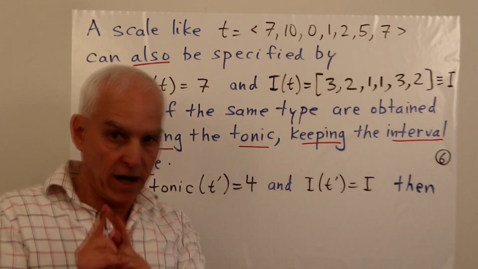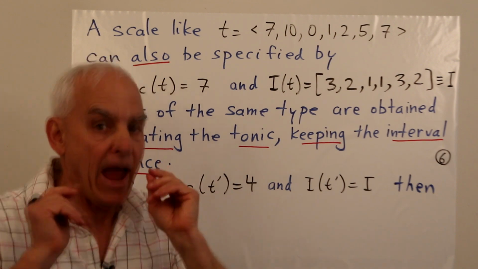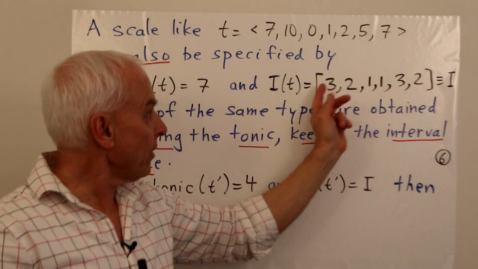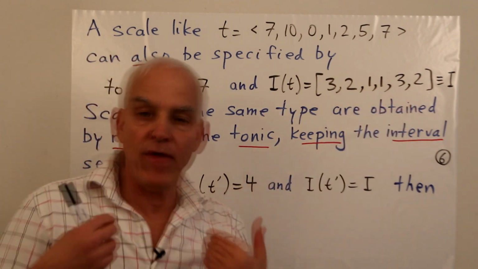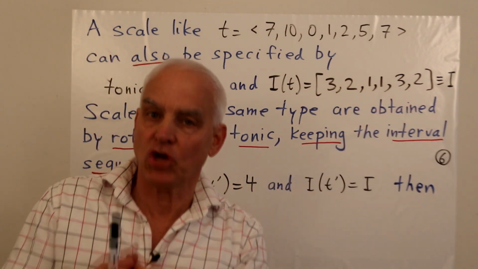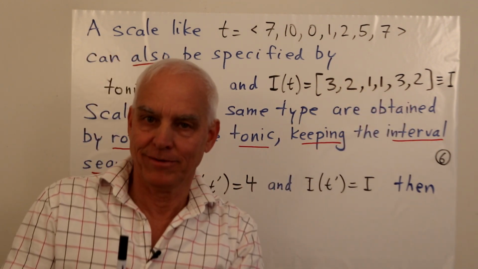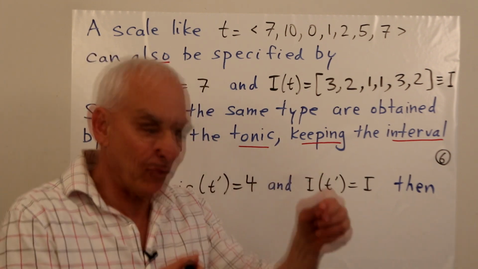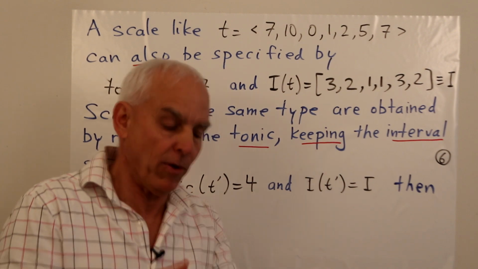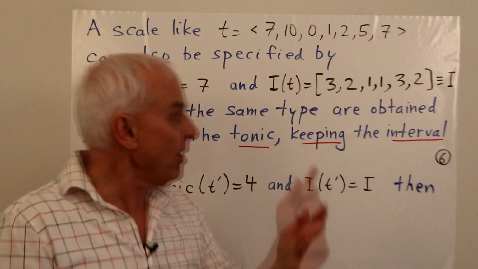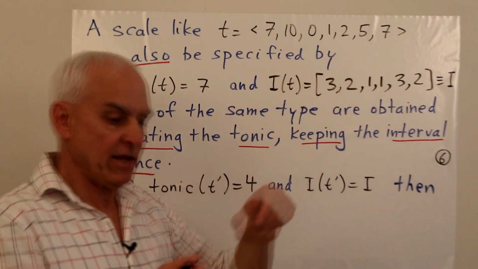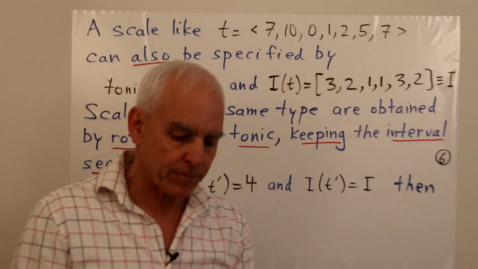So if we know the tonic of the scale, and we know the interval sequence of it, 3, 2, 1, 1, 3, 2, then the scale is determined by that. So if you know what the starting position is, and you know what all the successive differences to the next steps are, well, then you can just recover the scale one at a time by starting here and just adding consecutively these various differences.